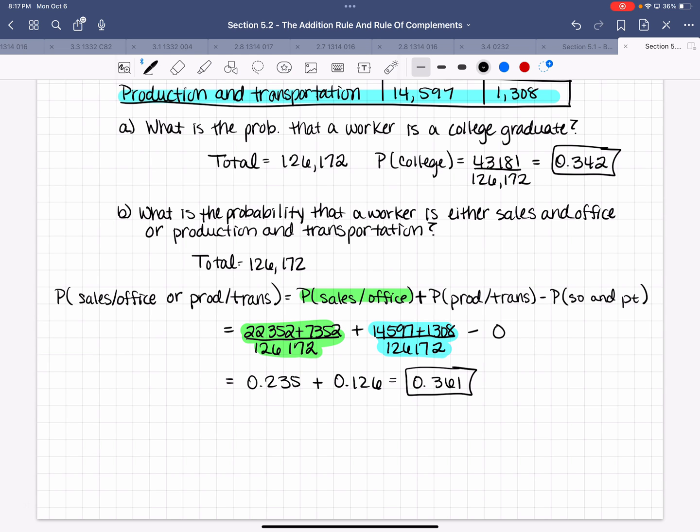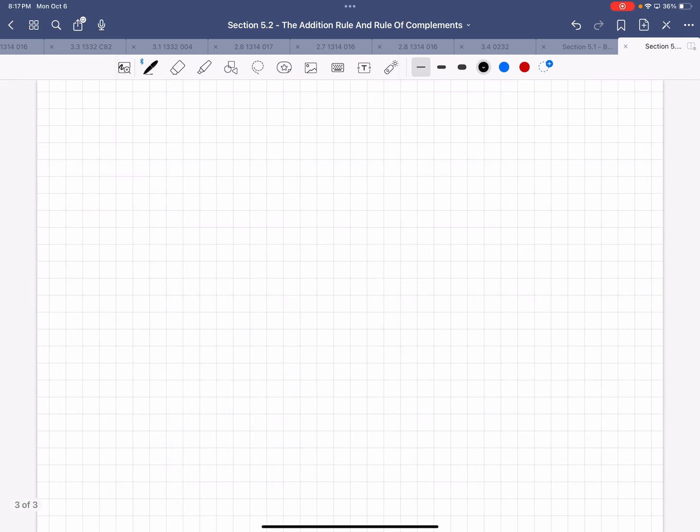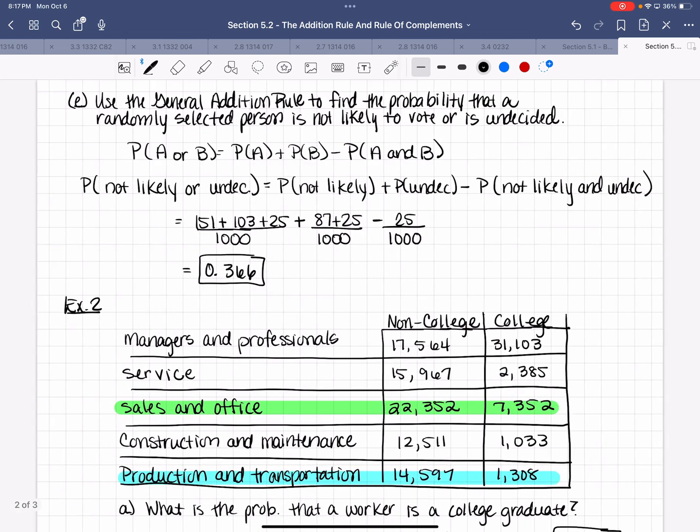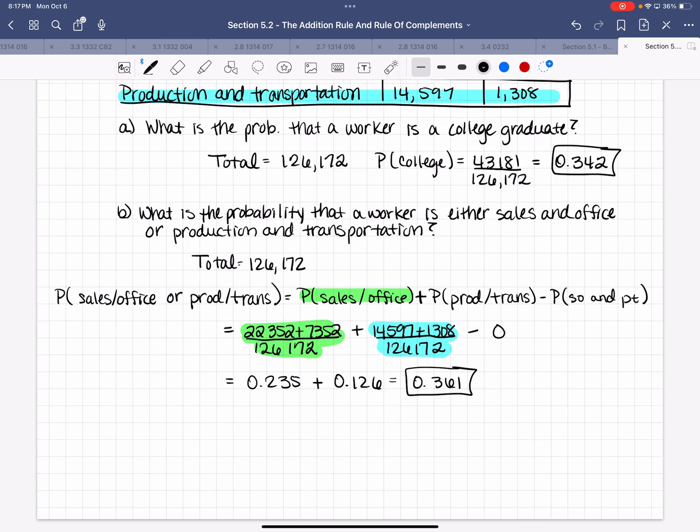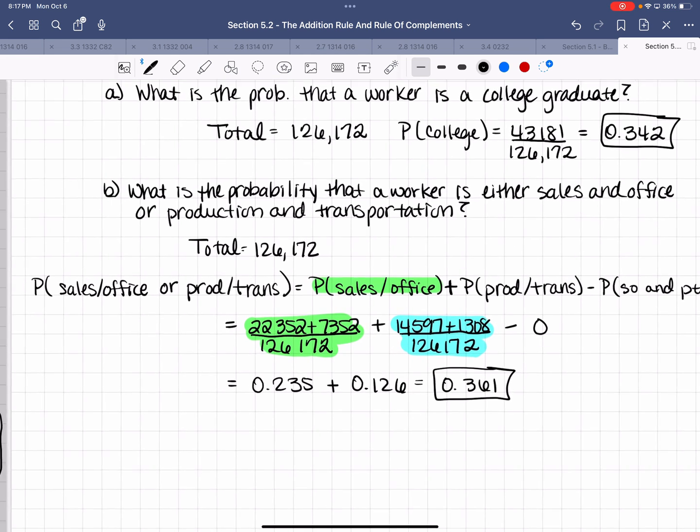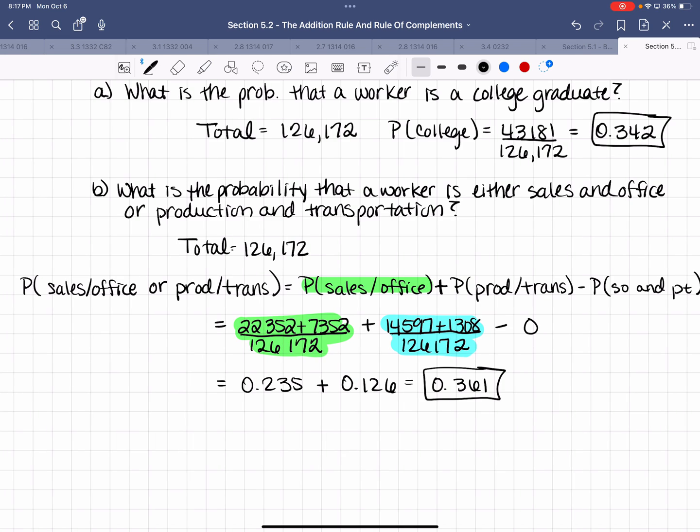C. Okay. C. Whoa. What happened? Do I need to go back? Do I need to go back over? Okay, so where did you get the 0.235? The 22352 plus 73. Okay, I was doing that. Let me make him green. Okay, I'm good. Okay. Thank you.